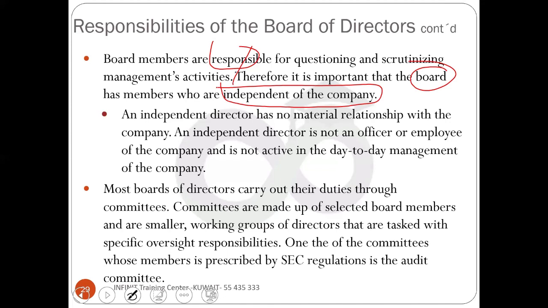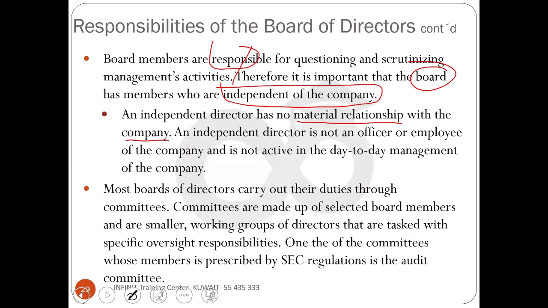They should not have any special interest in the company. They should be a third party. They should be coming from outside of the organization. They should be independent individuals. They don't have any connection with the company. So an independent director has no material relationship with the company.